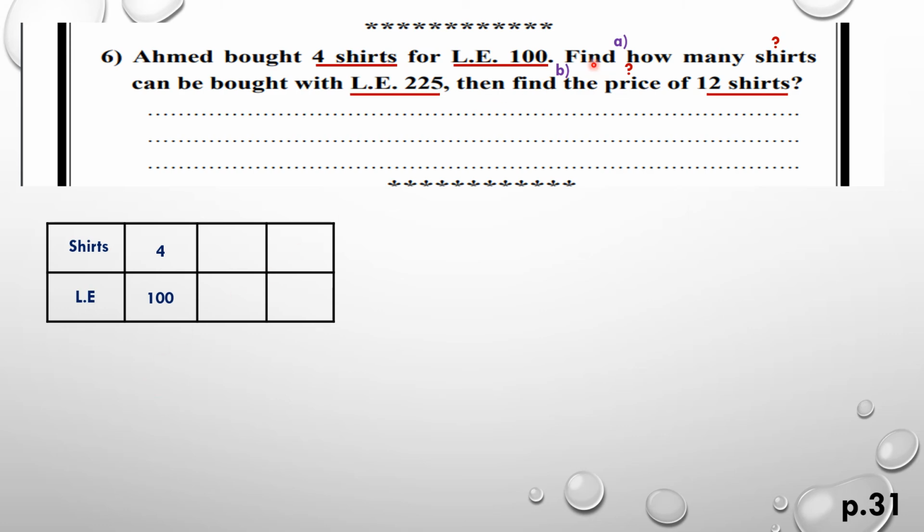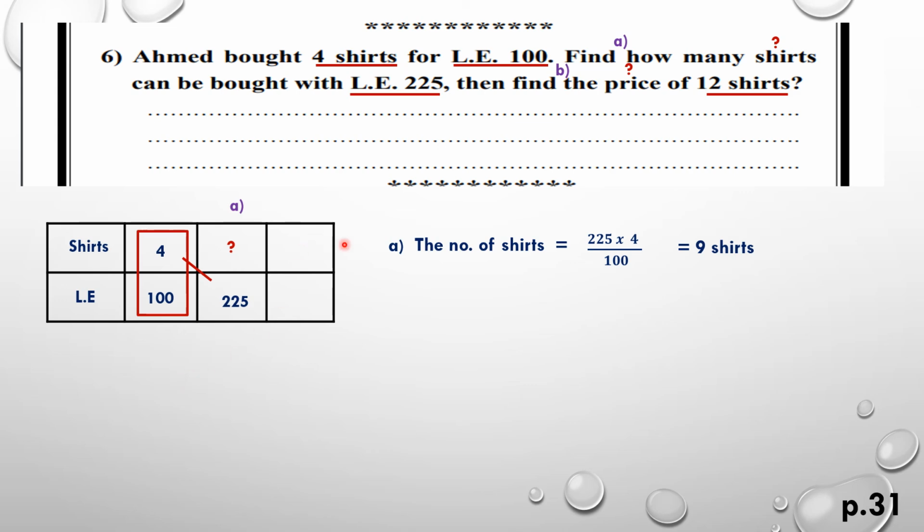100. Now, what do we need to find in letter A? How many shirts? So, beside shirts here, we are going to put question mark. Can be bought with LE 225. So, we are going to put 225 beside LE. Now, do we have a completed column? Yes, we have. Do we have a completed cross? Yes, we have. Can we find the number of shirts? Yes, we can. The number of shirts equal 225 times 4 over 100. The result will be 9 shirts.